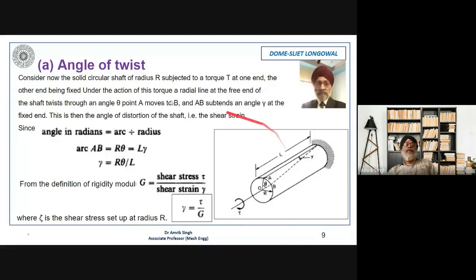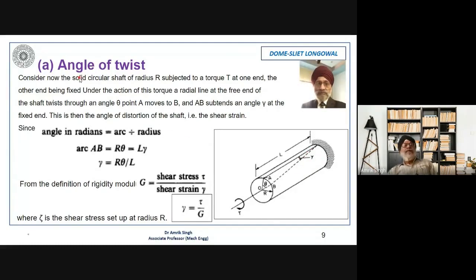Now the important thing is the angle of twist. We have seen the shaft, and I have taken the same figure. This is point A, and this is the projection of point B. It has undergone an angular displacement, which is theta. R is the radius of this shaft, L is the length, and this is the amount of shear strain which is produced.